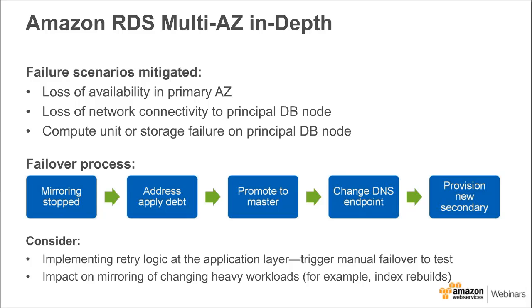Multi-AZ mode is designed to mitigate failures at both instance and availability zone level. With Amazon RDS, your database instances are exposed using a DNS endpoint that we manage. That's what you use to connect to your database using client tools like SQL Server Management Studio. In the event of a detected failure, we stop database mirroring, promote the secondary to a primary, remap the DNS endpoint to the IP address of the new primary, and provision a new secondary node. All of this is done automatically.